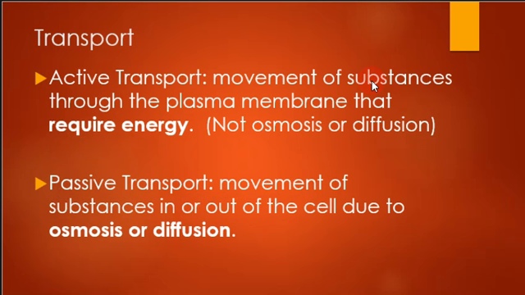All right, now active transport and passive transport. Active transport is the movement of substances through a plasma membrane that requires energy. It is not osmosis or diffusion. Passive transport is movement of substances in or out of the cell due to osmosis or diffusion, not requiring any ATP. Keep in mind, I should have put that on active transport: it requires energy in the form of ATP, adenosine triphosphate.